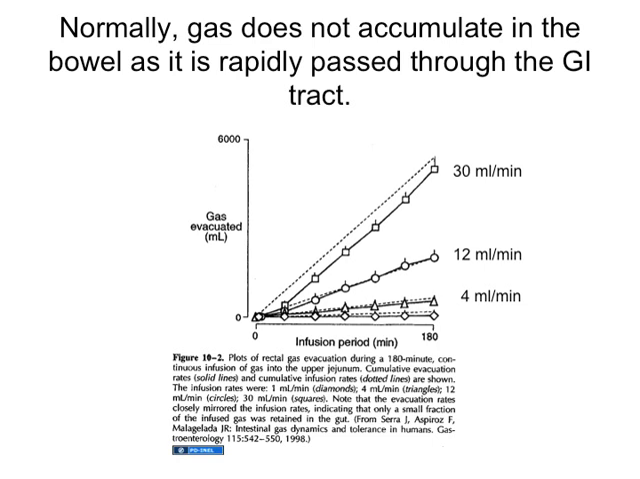Okay, this is just an example showing, when you infuse gas over 180 minutes, how much is evacuated and how fast. And you can see at a slow rate, it comes out slowly. The faster you put it in, the faster it comes out. So gas, for some reason, seems to travel through the gut pretty rapidly.